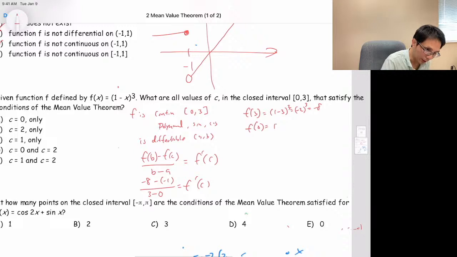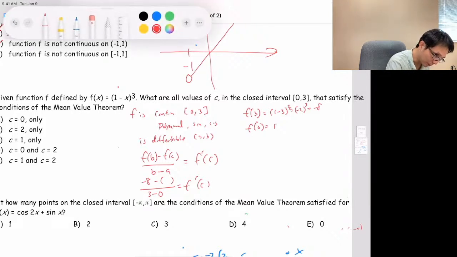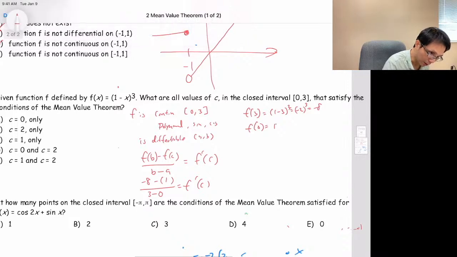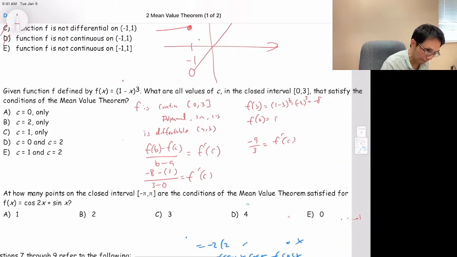Oh sorry, f of 0 is 1, so this is not negative 1, this is a 1. Therefore, it's going to be negative 9 over 3 equal to f prime of c. Then you get negative 3 equal to f prime of c. So that means I need to take a derivative.